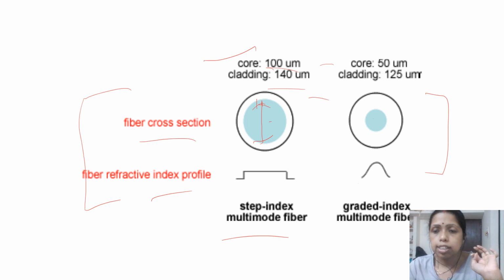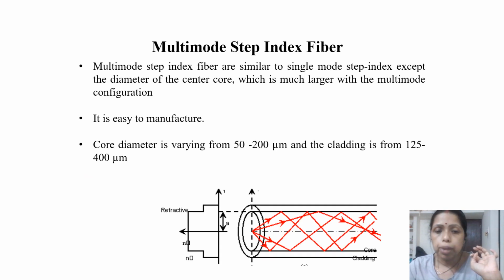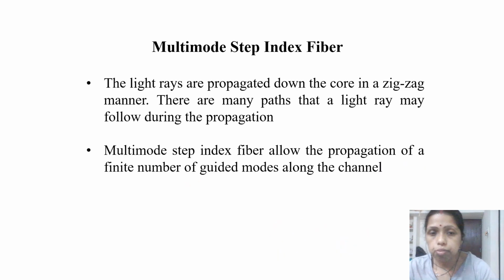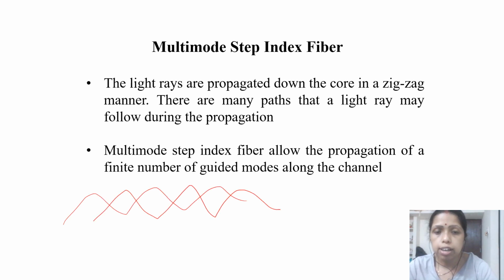And what is the gradedness? I'll tell. In the multimode step index, you can see the diameter is large, and the concept is the same. The step index means the reflecting index inside the core is constant, and outside the core is also constant. But for multimode, multiple rays are propagating through the fiber. This is the range of the core diameter and the cladding diameter. If the diameter is large, then it is easy to fabricate. Here you can see the zigzag path is being followed. The different rays are propagating, and the zigzag path is followed in the case of the step index.